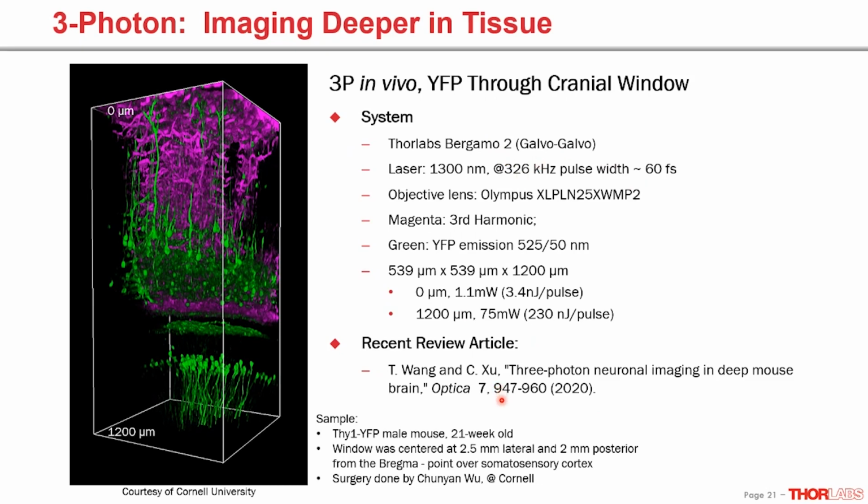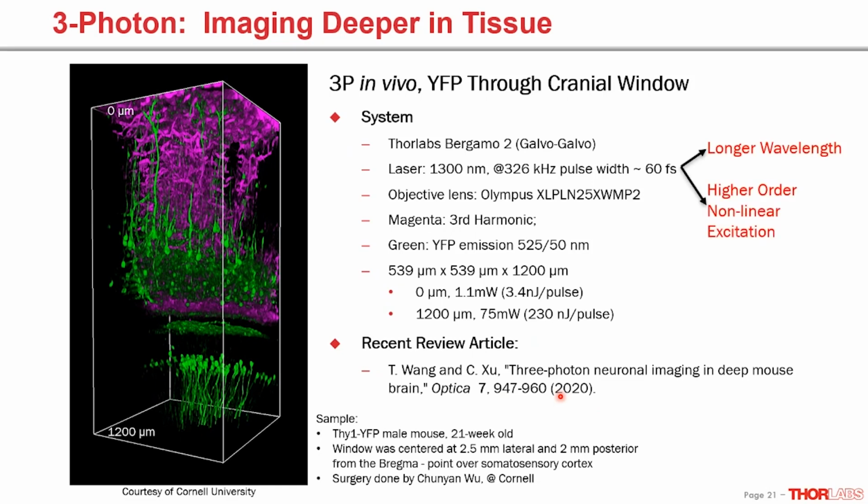For anyone who's interested in more information than what's going to be described here today, I highly recommend checking out this review article from leaders in the field called 3-Photon Neural Imaging in Deep Mouse Brain that was published in Optica just this past year. And I know that this is being recorded, so you don't need to write this down. You can always just go back to the internet and find these references.